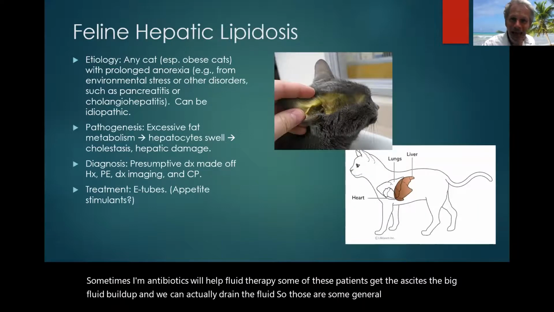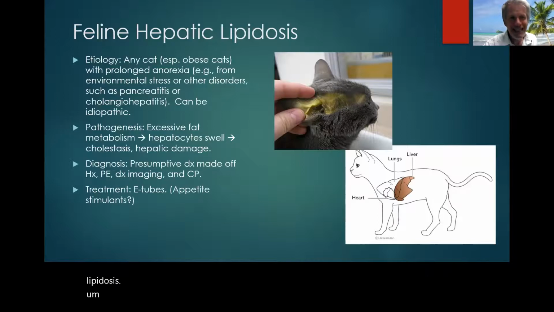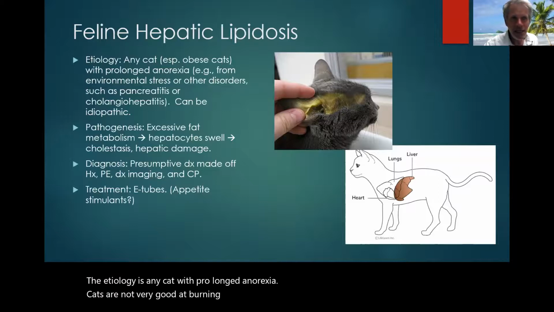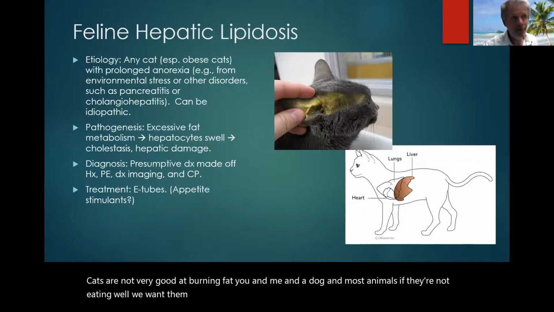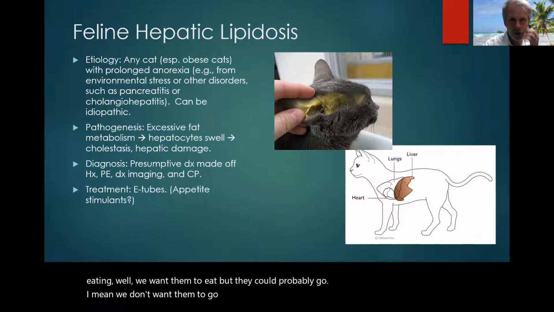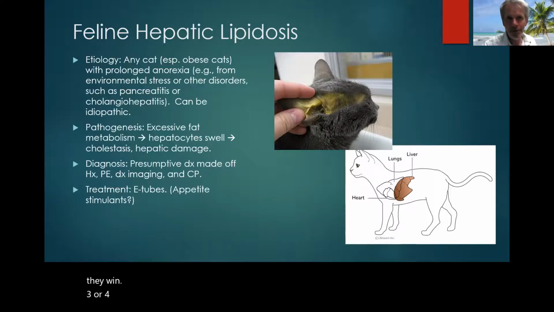Okay, hepatic lipidosis. The etiology is any cat with prolonged anorexia. Cats are not very good at burning fat. You and me and a dog and most animals, if they're not eating, well, we want them to eat, but they could probably go, we don't want them to go a week. We don't want them to go 3 or 4 days. But if they went 3 or 4 days without eating, they'd probably be okay.